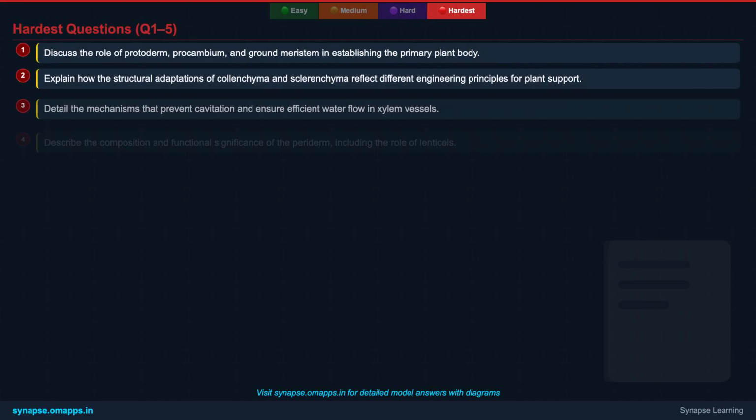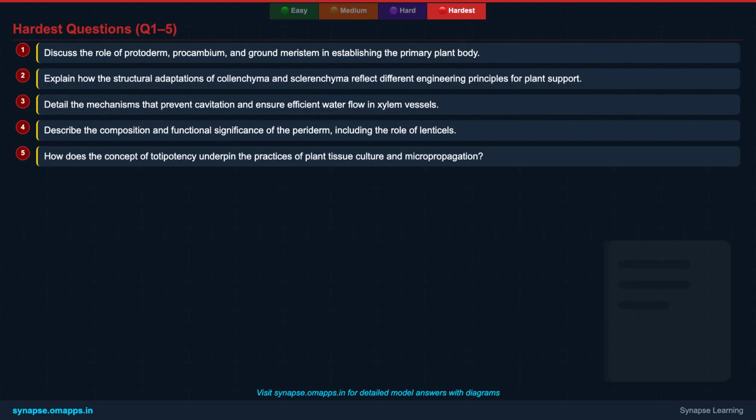Test your competitive edge with these first 5 hardest level questions. Explain the role of protoderm, procambium, and ground meristem in tissue differentiation. How do the biomechanical properties of collenchyma and sclerenchyma optimize plant support? Describe the engineering principles behind xylem's water transport efficiency. Elaborate on the specialized functions of aerenchyma and secretory tissues. And what is the significance of the periderm and lenticels in secondary growth?